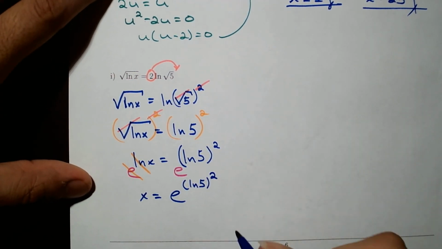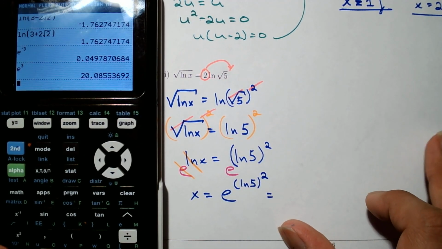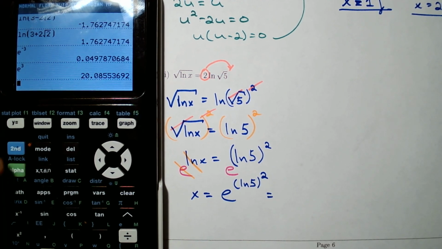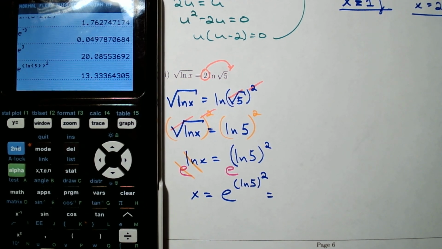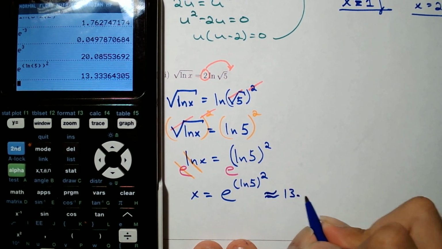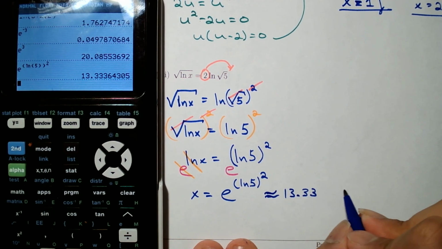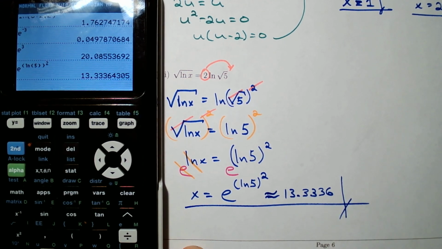Now I'm going to use a calculator to evaluate this expression. I'm going to write e, second e, raised to the open parentheses, ln of 5, close the parentheses for the argument, close the parentheses for the entire exponent, and square that. Hit enter. I get approximately 13.3336. Final answer.